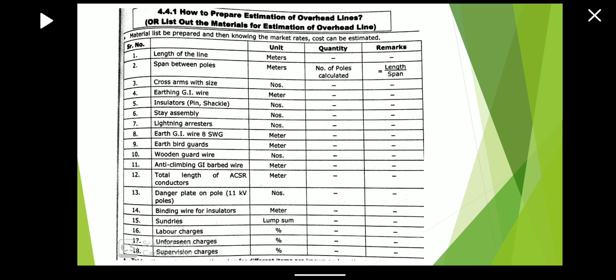So taking the market survey, the rates for the different items are known and the costing is done.